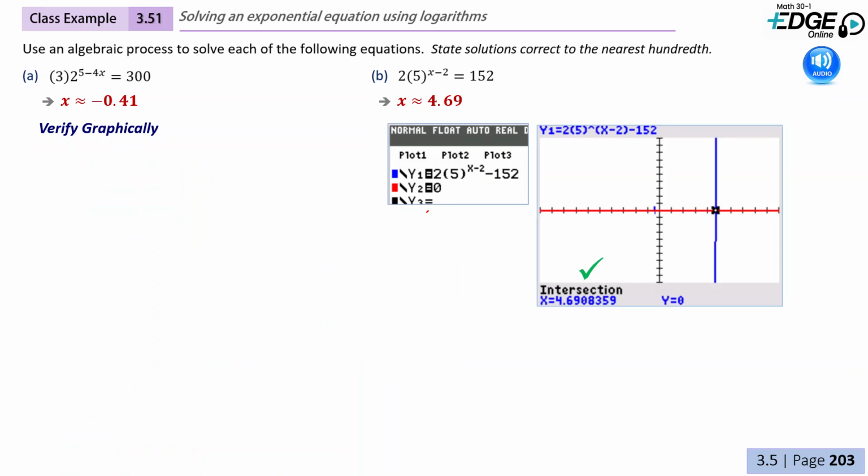Okay, so let's quickly look at B. So in B, we are going to move the 152 over to the left side. And then you'd be left with the right side of the equation equaling 0. So then putting that in our calculator, and then just solving again for the intersection.